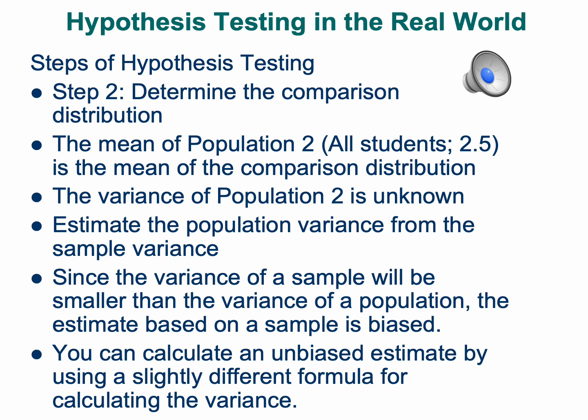Now we're going to estimate the population variance from the sample variance. Since the variance of a sample will always be slightly smaller than the variance of a population, the estimate we make based on a sample is biased. It'll always be slightly smaller. So what we've got to do is calculate an unbiased estimate by using a slightly different formula for calculating the variance. And we'll explain that in the next slide.